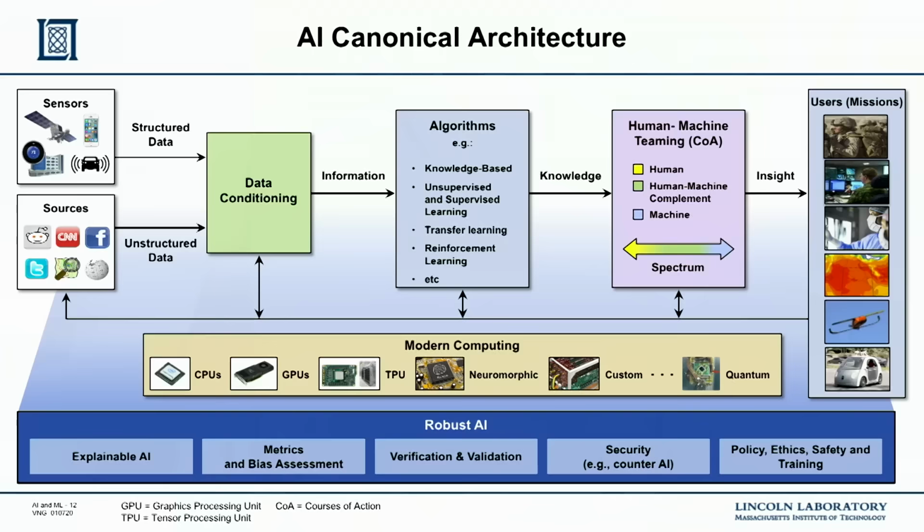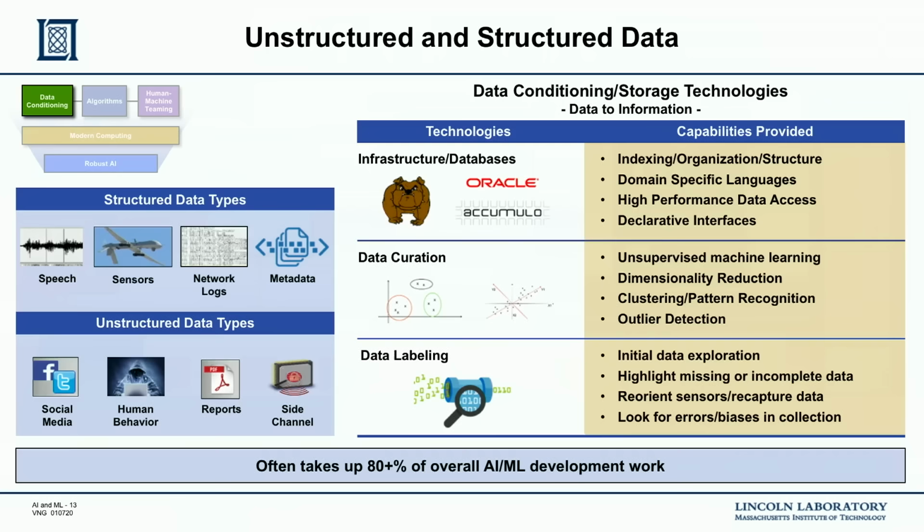All right, so back to the AI architecture. We're going to just go through very briefly different pieces of this architecture. So the first piece we're going to talk about is data conditioning, which is converting unstructured and structured data. Within the structured data, you might have structured sources coming from sensors, network logs for some of you, metadata associated with sensors, maybe speech or other such signals. There's also a lot of unstructured data. Think of things that you might collect from the internet, that you might download from, say, a social media site, maybe reports, other types of sensors that don't have strong structure within the data set itself.